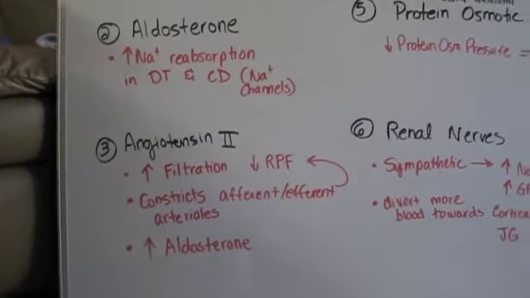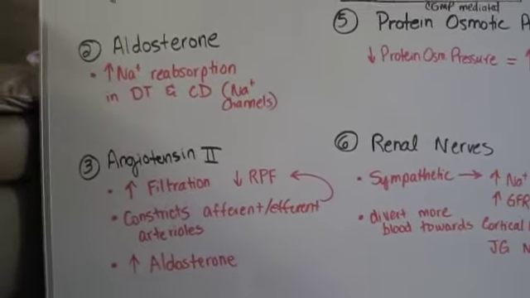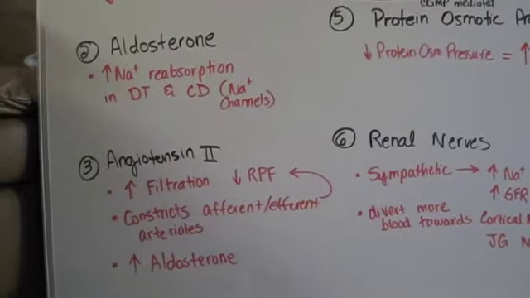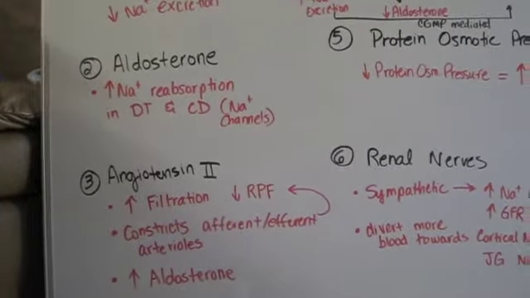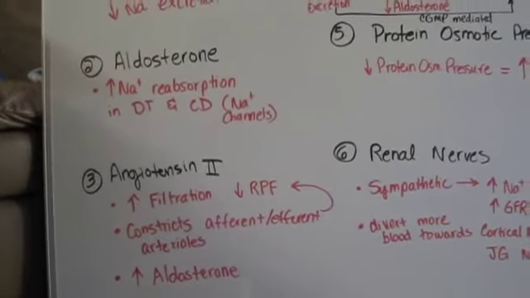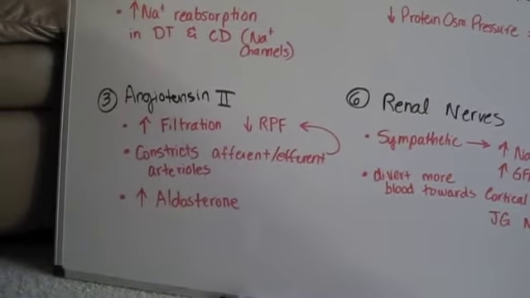And then angiotensin II, also think about it, it's going to help us increase blood pressure. That's why we give ARBs and angiotensin blockers, etc. when somebody has high blood pressure. So angiotensin II is going to increase filtration, but decrease renal plasma flow.